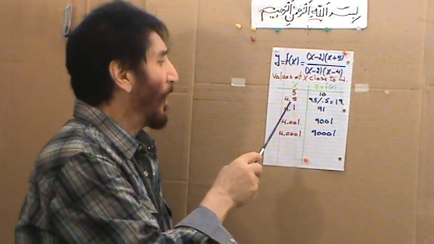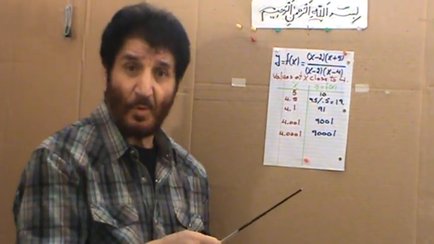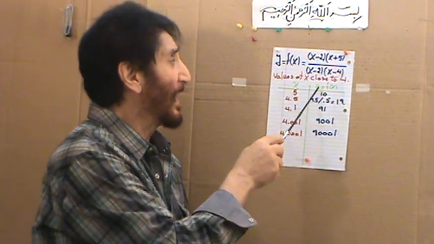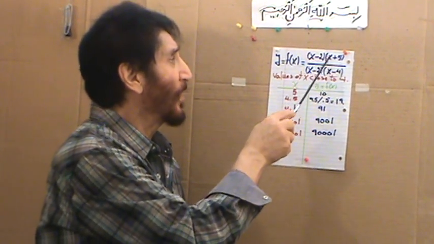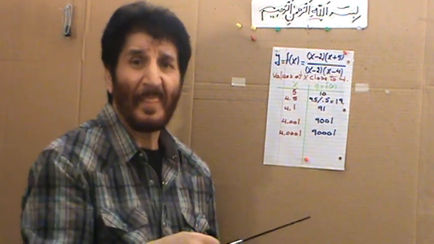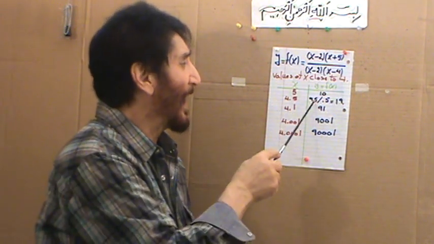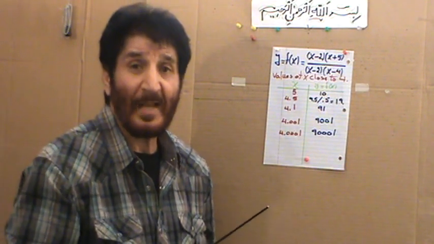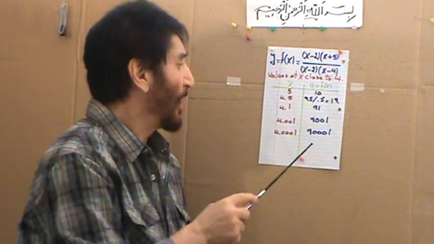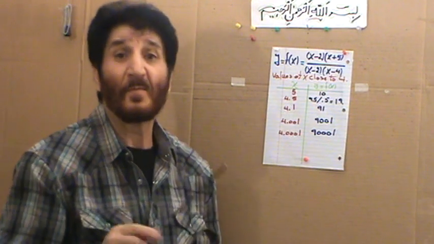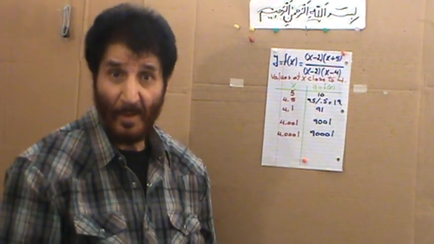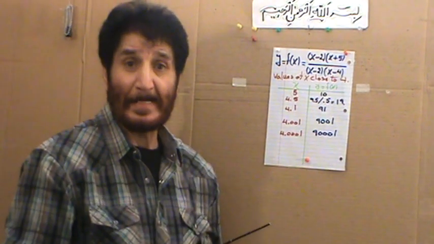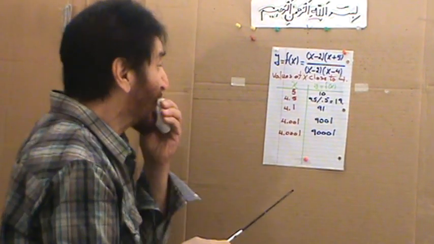Now, I go closer to 4, let's say 4.5. When I give 4.5, exactly the same thing, 4.5, 4.5, simple arithmetic, and the answer ends up to be 19. So from 10, all of a sudden, the value of the function becomes 19. Then I go closer to 4, 4.1, and I give that, and the answer becomes 91. Much bigger than the other two.